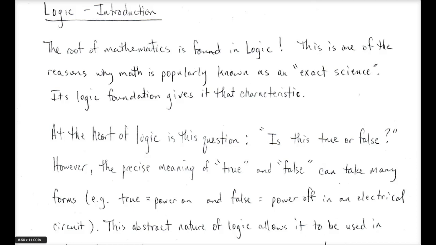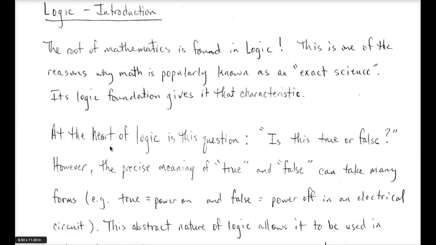So we know the root of mathematics is found in logic. So all of mathematics is based upon logic. And so this is one of the reasons why math is popularly known as an exact science. Its logic foundation gives it that characteristic. And of course, at the heart of logic is this question: is this true or false? And what I mean by this is whatever it is that we are talking about.